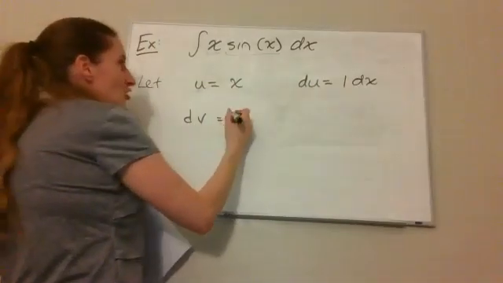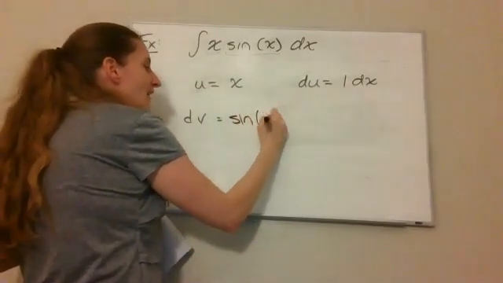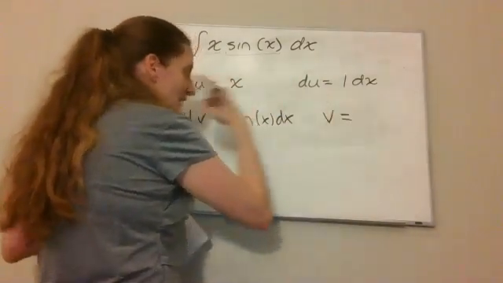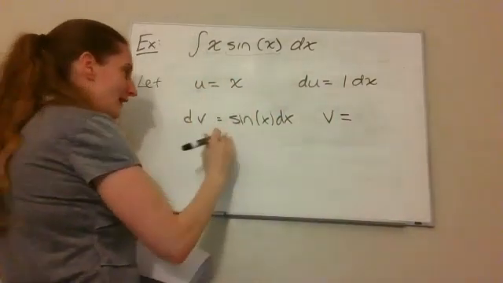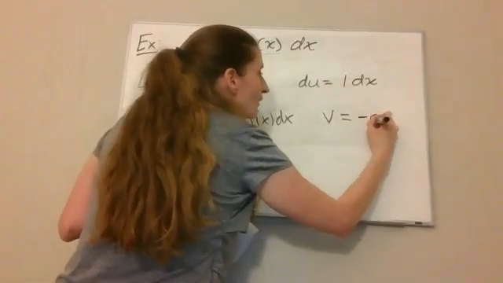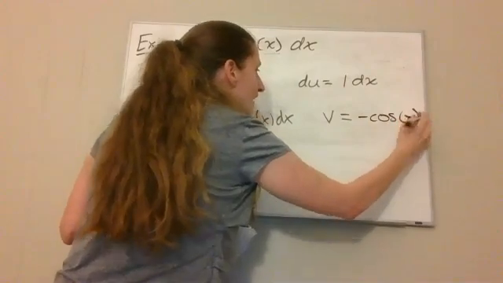So that means I'm going to choose dv as sine of x dx, and my v is going to be the antiderivative of sine of x dx. And that means that I'm going to get a negative cosine of x.